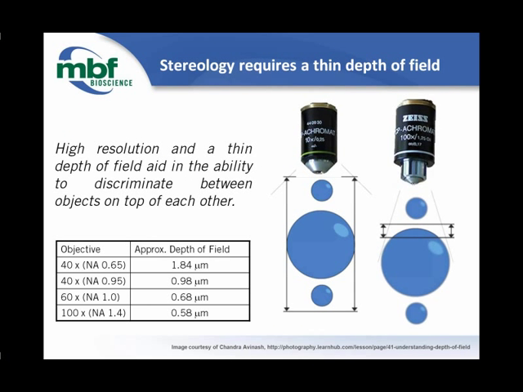Stereology also requires a thin depth of field. An important aspect of stereology is the ability to discriminate whether or not an object interacts with your stereological probe. And so we need high resolution and a thin depth of field in order to be able to discriminate objects that are close to each other in X, Y, and Z positions.